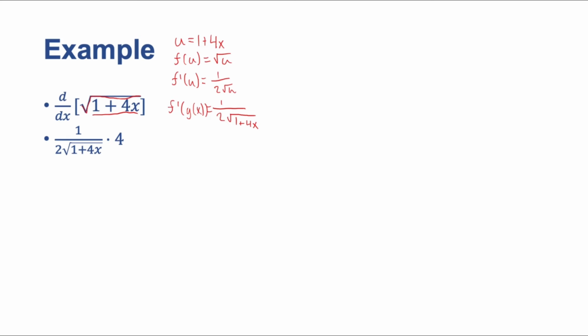And now all that's left is a little bit of simplification. We can move that 4 into the numerator, and then we can just divide by 2, giving us 2 over the square root of 1 plus 4x. And that is our derivative. That's our first example with the chain rule.